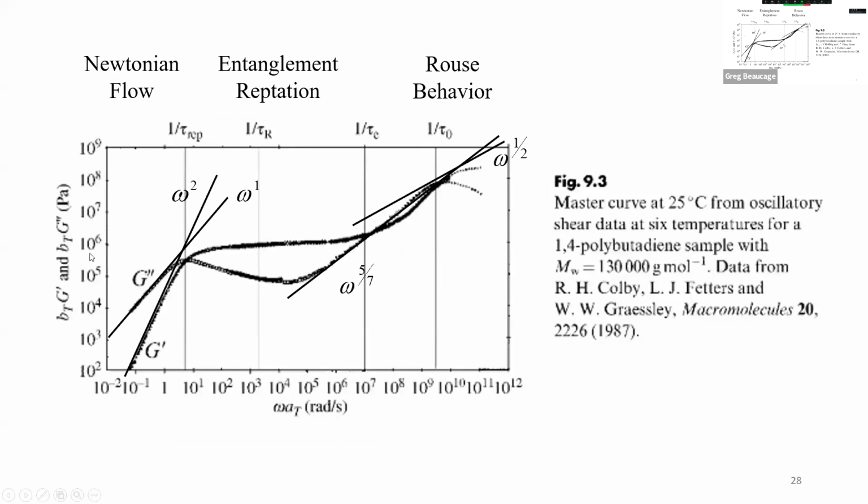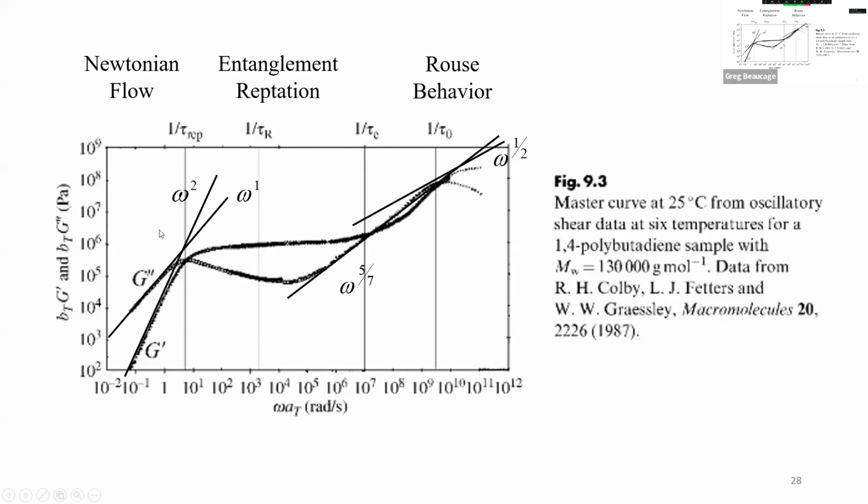So if you look, this is G prime, G double prime, so storage and loss modulus versus frequency. It's shifted by a_T so that at 1 you're at the viscoelastic relaxation point. So a_T would be the shift factor for the point where you start to see deformation of the chain. Before that, the chains can totally relax, so it just acts like a Newtonian fluid at the low end.